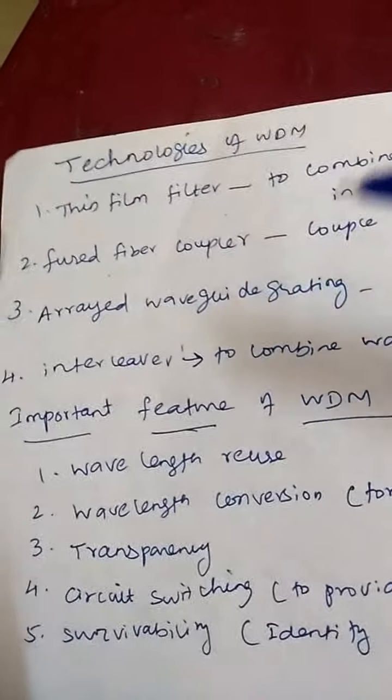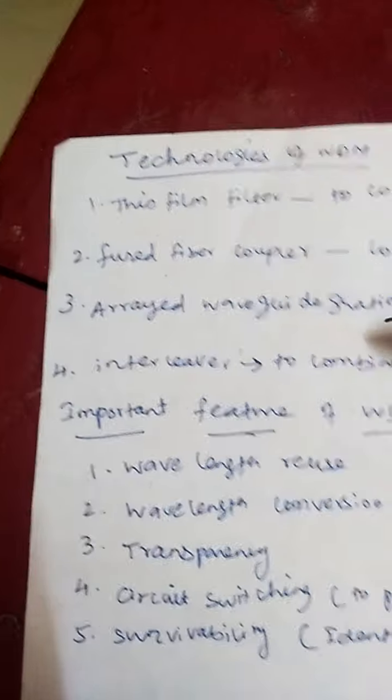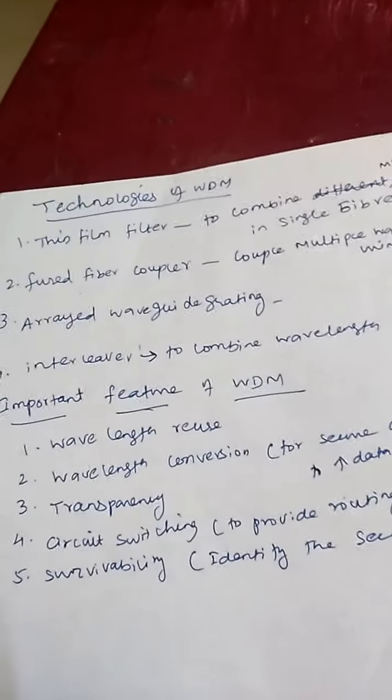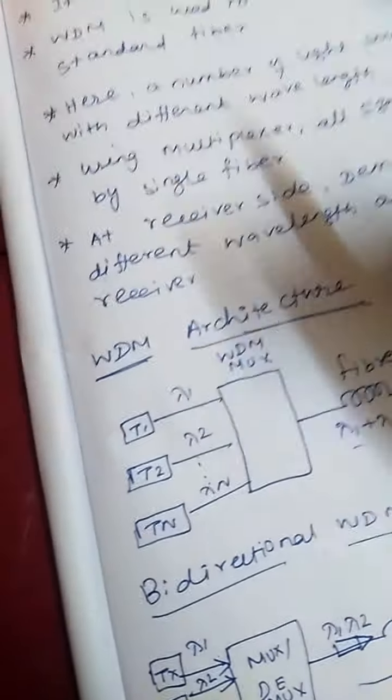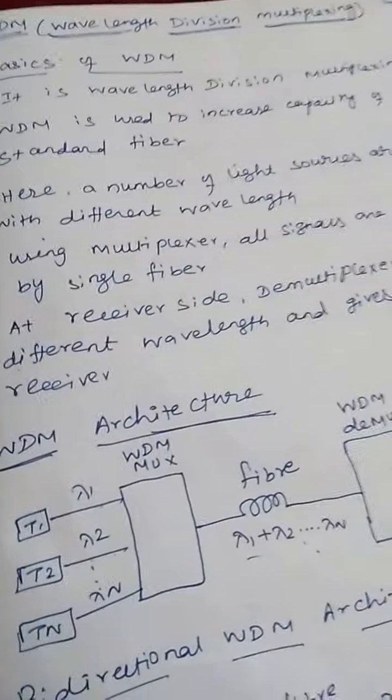Next one is the arrayed waveguide grating. Using this technology, we can arrange wavelengths lambda 1, lambda 2, lambda n in the form of order, from the first wavelength to the n-th wavelength.